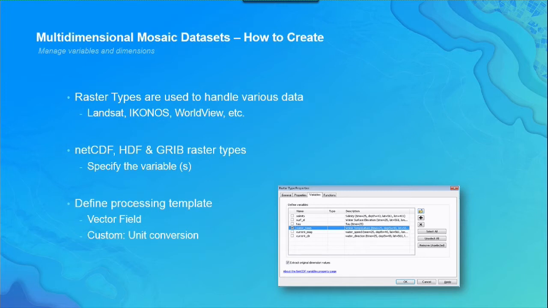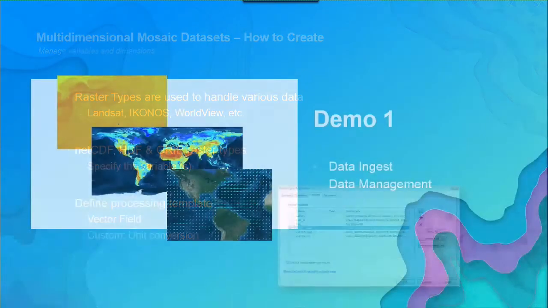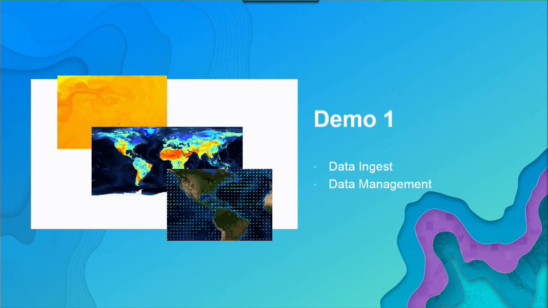How to create a mosaic? Simple. You just have to know the product type that you're using, and you specify the format type: netCDF, HDF, and GRIB. If you want to apply any other processing template, like vector field or some other unit conversion, you apply that, and there you go, it creates. With that, I'll hand over to Deng to show you some of these things in action.